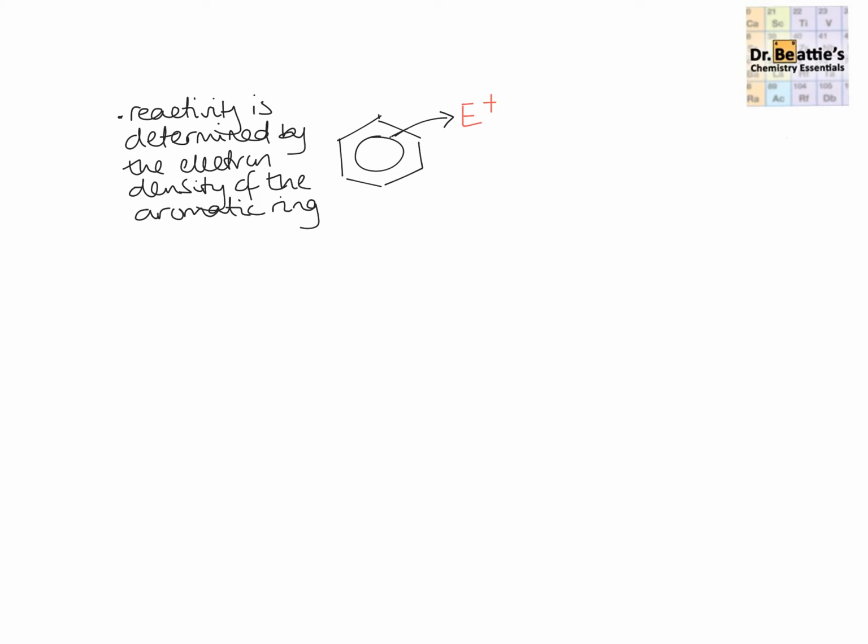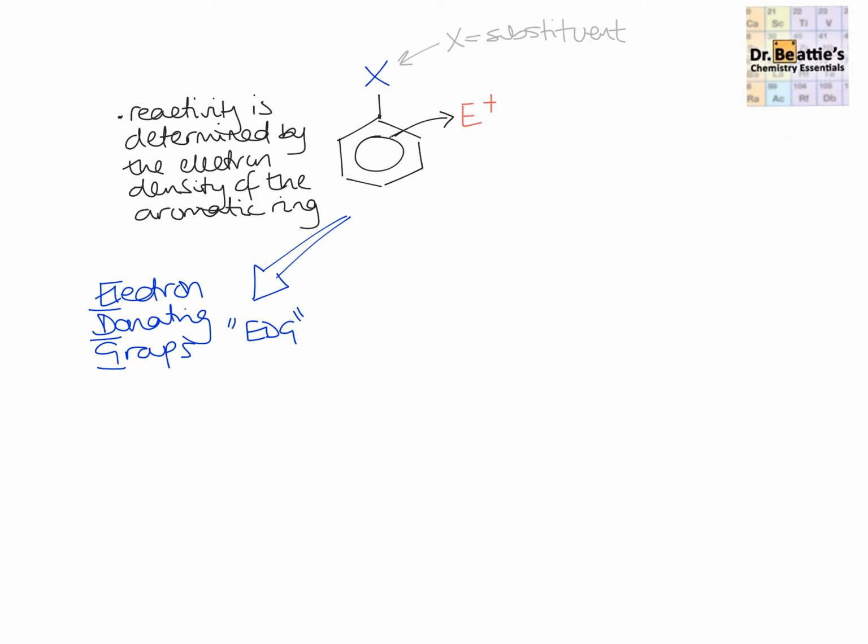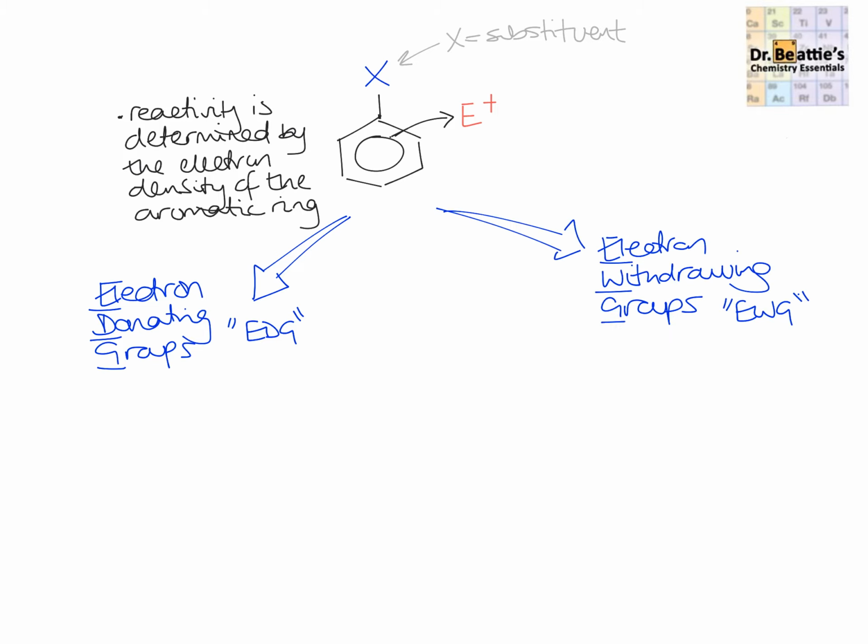Now for our generic substituents, I'm just going to use X. And depending on what X is, we'll change the electron density of our aromatic ring and thus affect the reactivity when it's trying to make a bond with this electrophile. So there's two distinct types of X. There's what's known as electron donating groups, or EDG, and the other type are what are known as electron withdrawing groups, or EWG. So let's just focus in on what an electron donating group does to the pi system and reactivity.